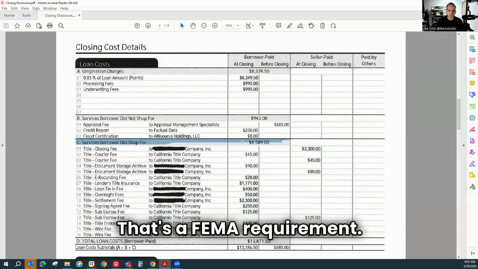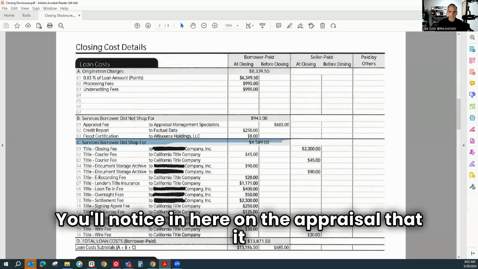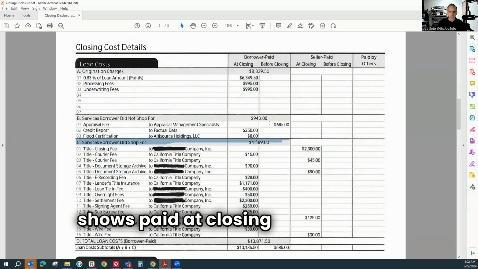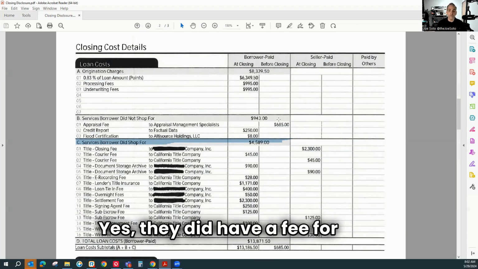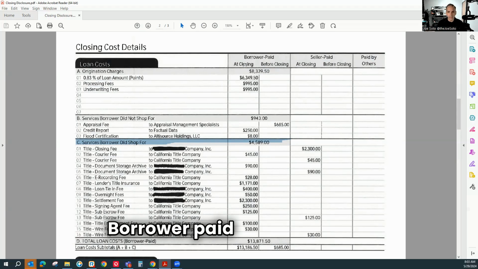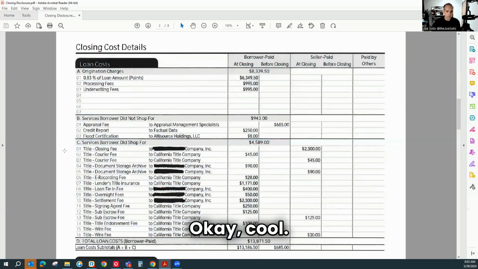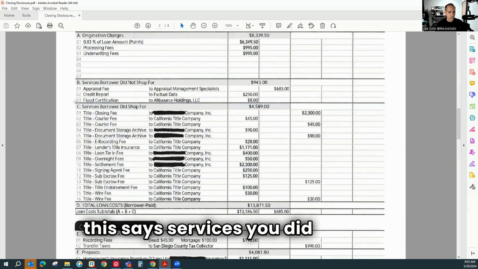That's a FEMA requirement. You'll notice in here on the appraisal that it shows paid at closing or paid before closing. So this is, yes, they did have a fee for that appraisal, but they paid for it upfront. Borrower paid before closing. Okay. Cool. Then when you come down here, this says services you did shop for.